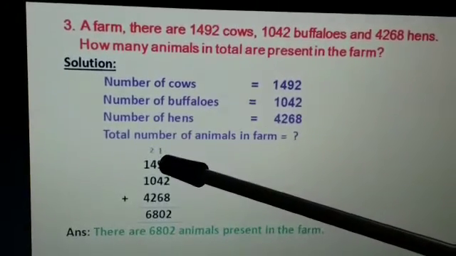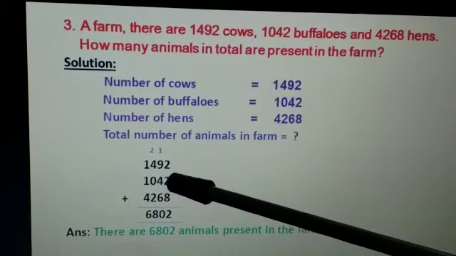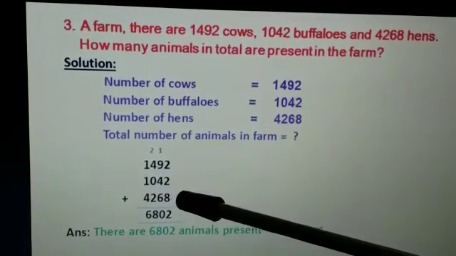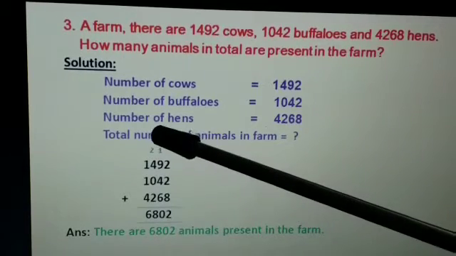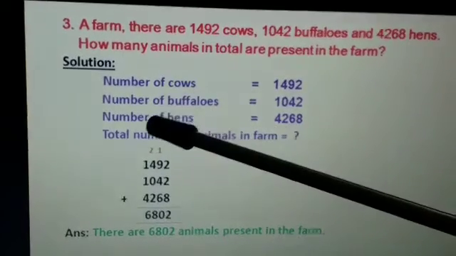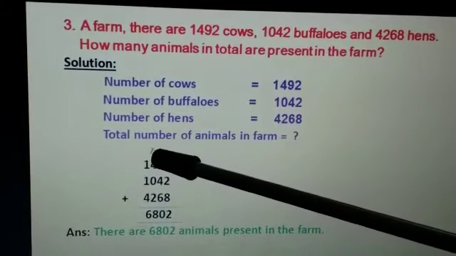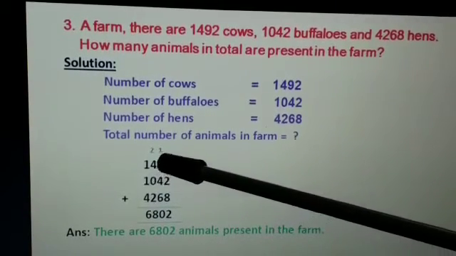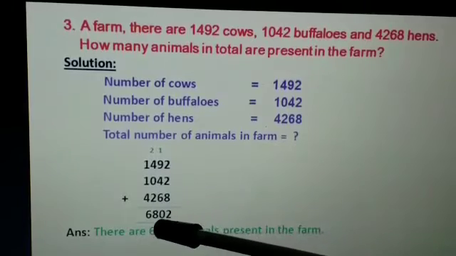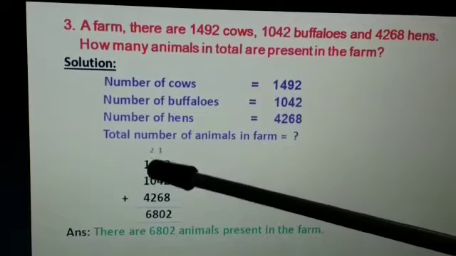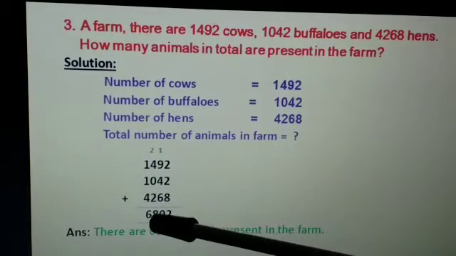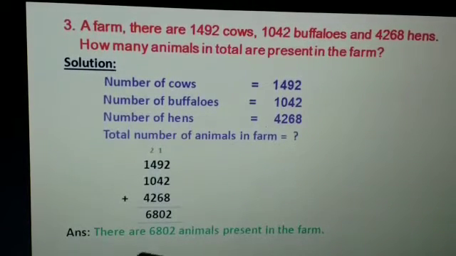Now 1 plus 9 is equal to 10 and 10 plus 4 is equal to 14. 14 plus 6 is equal to 20. 0 will be here and 2 will be carried over at the hundreds place. Now 2 plus 4 is equal to 6, 6 plus 0 is 6, 6 plus 2 is equal to 8. Then 1 plus 1 is equal to 2, 2 plus 4 is equal to 6. That means there are 6,802 animals present in the farm.